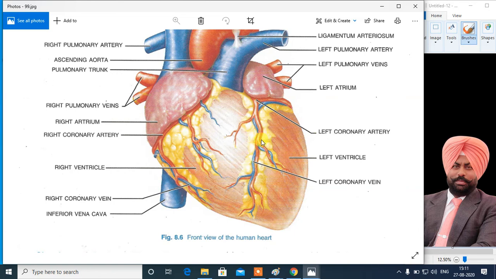It means the patient may have a heart attack. In biology, it's given as the term known as myocardial infarction. And the pain which is occurring because of this deadening of the heart muscles is called angina pectoris.